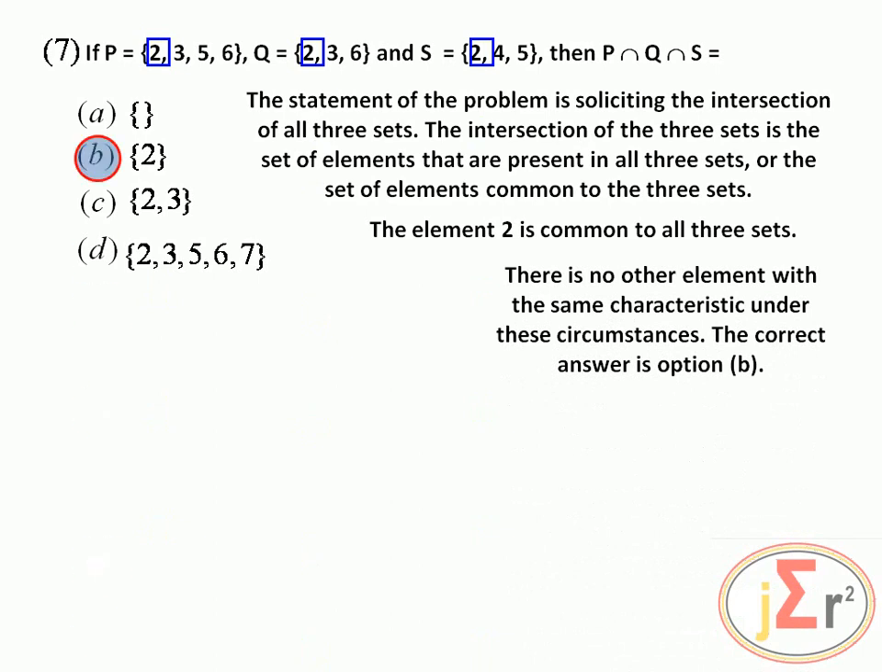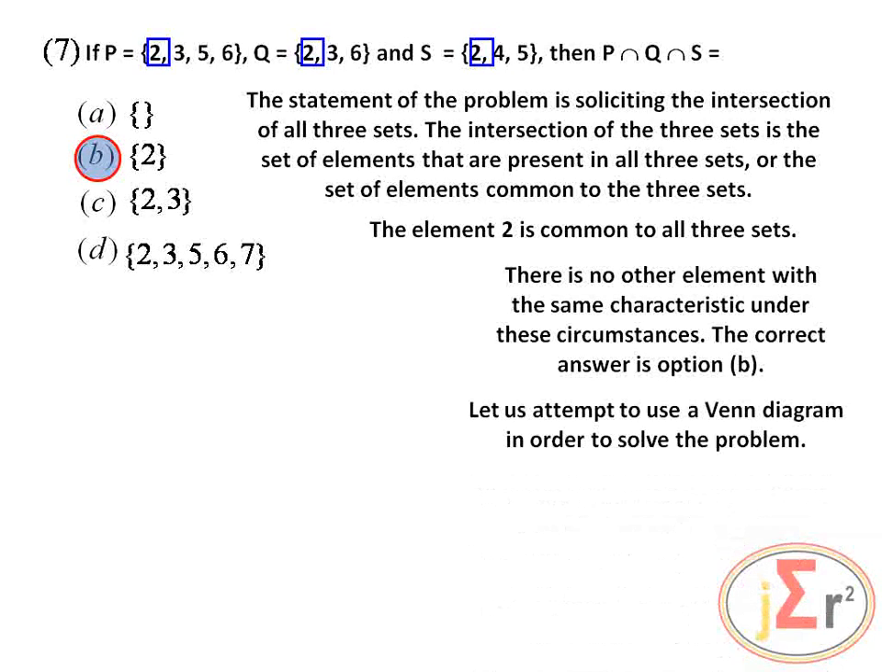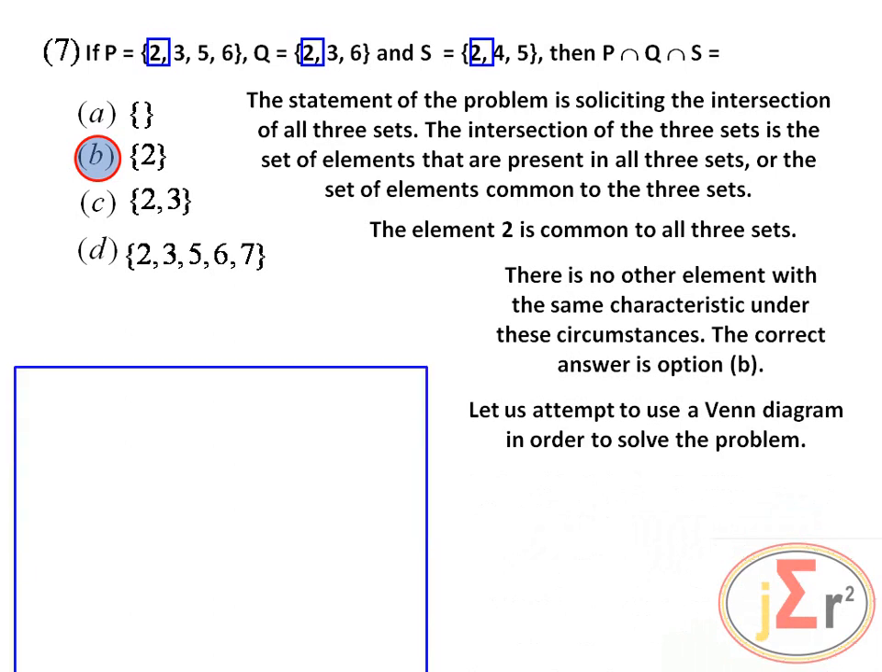Right. So option B, the set with a single element 2, is the set of elements that are present in P intersection Q intersection S. And of course, we know that it is common to all of those sets, P, Q, and S. Let us attempt to use a Venn diagram in order to solve the problem.